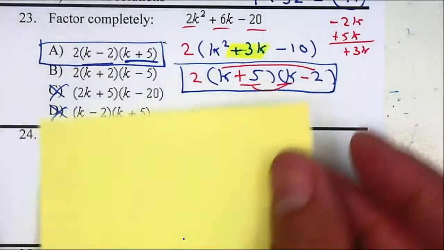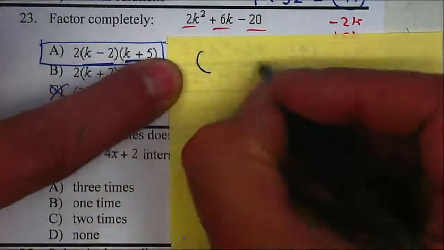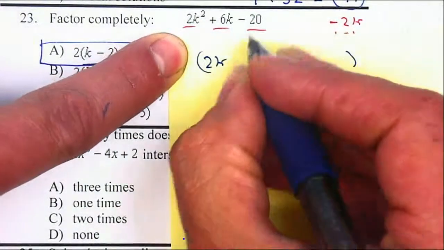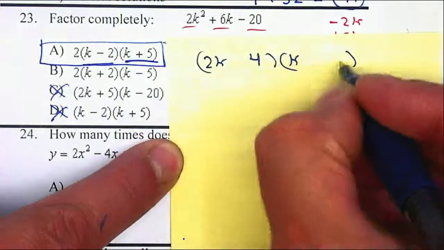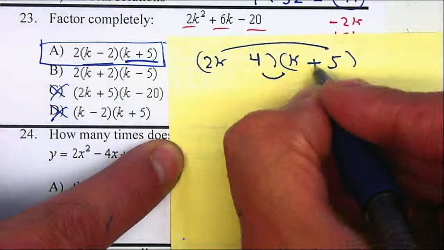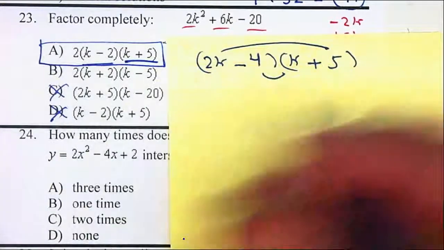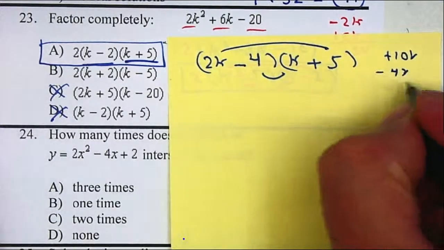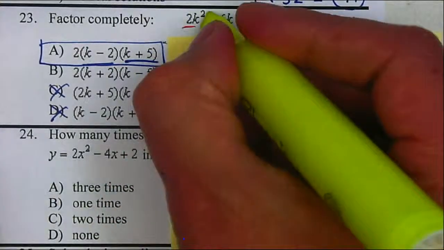Now a few of you are doing something slightly different. Some of you are forgetting to take out a common factor and then you just factor it and say, factors of 2k squared will be 2k and k. Factors of 20, I'm going to use 4 and 5. That gives me 10 and 4. I'm going to make that a positive, that a negative, and say, it works because when you multiply it out, it gives you a positive 10k and negative 4k, which gives you a positive 6k, and that matches your middle term.